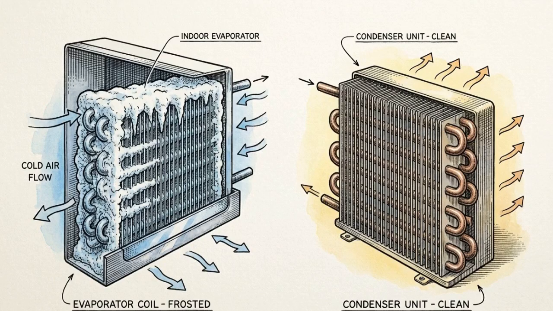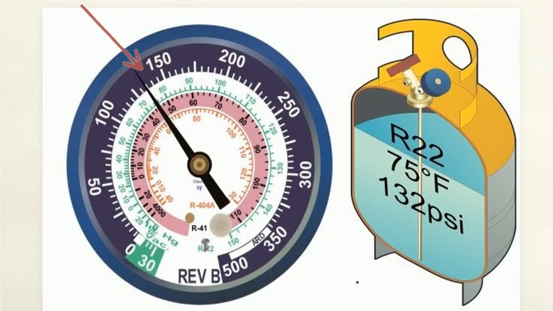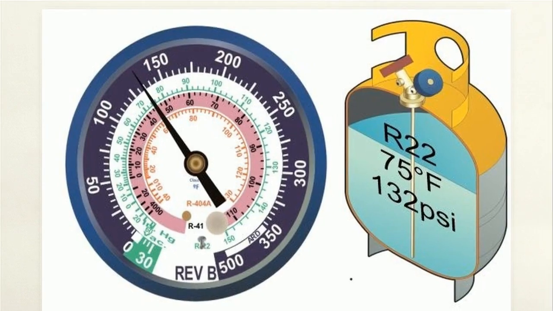Contrasting this with the high side of the system, the story is entirely different. Head pressure and subcooling remain completely normal, or perhaps slightly low. Looking at this gauge, the low pressure needle points to a depressed reading. This exact 4-point pressure signature definitively rules out a refrigerant leak. It proves the system has plenty of gas, but is starving for air.